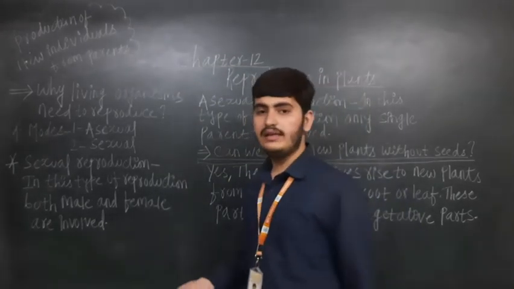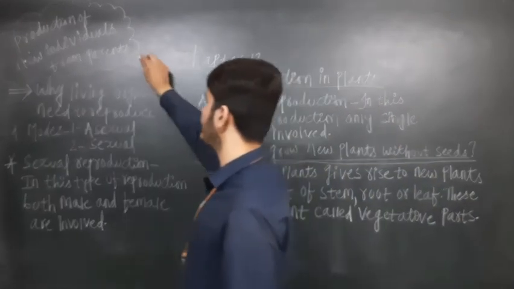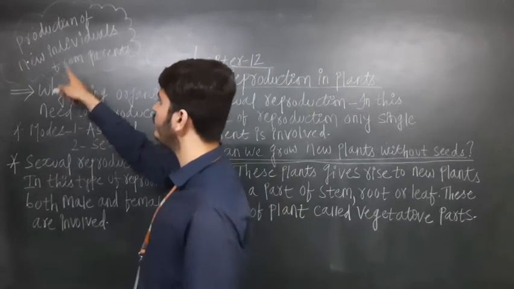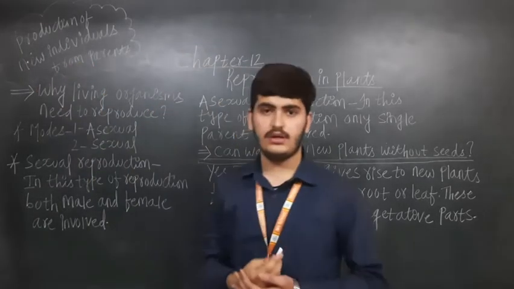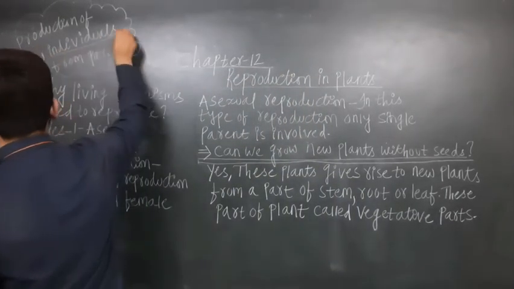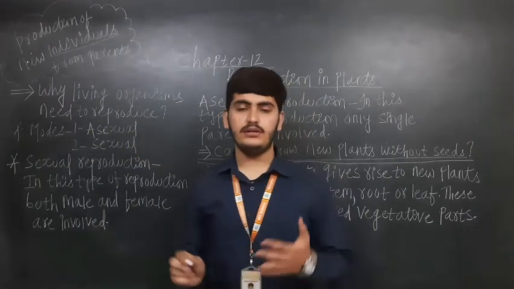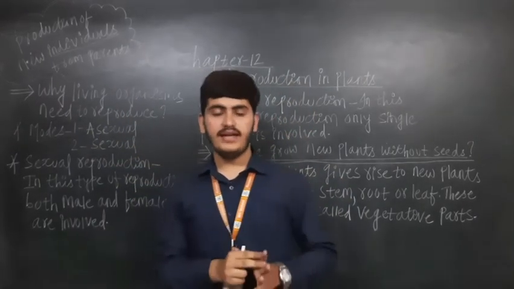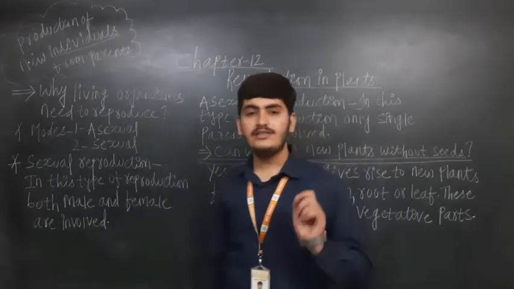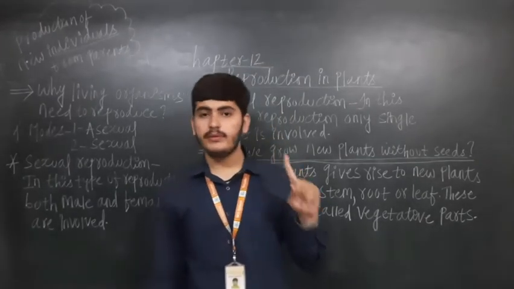Now first of all let us see the meaning of reproduction. This is the meaning of reproduction: production of new individuals from the parents. Production of new individuals from the parents is known as reproduction. Whenever we give birth to a new young one, that is the process of reproduction.